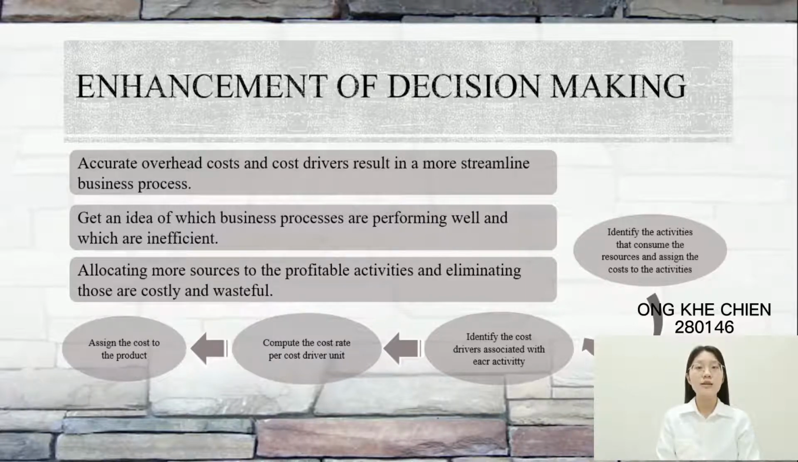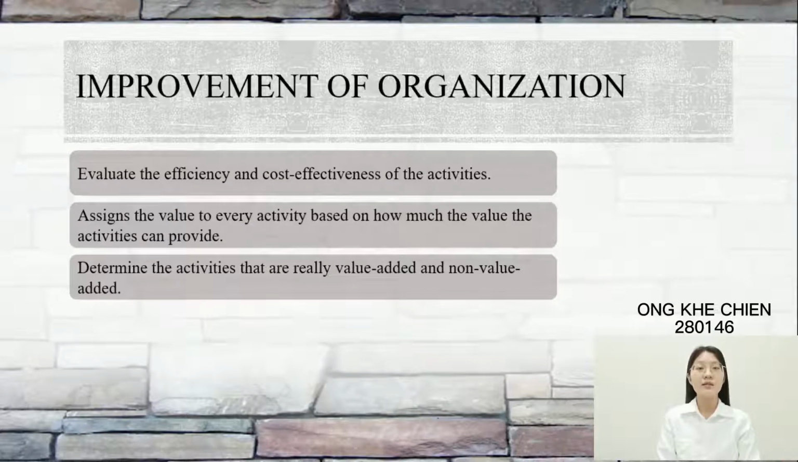When all overhead costs are calculated accurately, the management team will be able to get an idea on which business processes are performing well and which are inefficient. They can then streamline the process by allocating most resources to the profitable activities and eliminating those that are considered as costly or wasteful. By providing better decisions, it can also directly improve the performance of the organization.